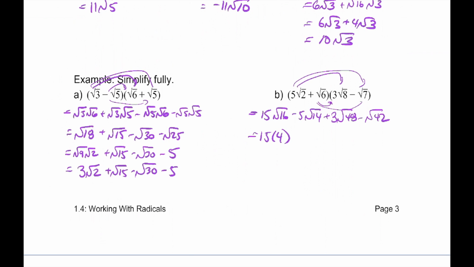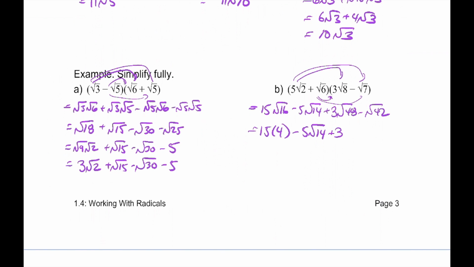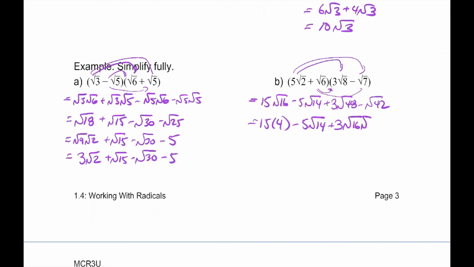I can't do anything with root 14, so that's going to stay. So 5 root 14. Again, another example of root 48. So third time's the charm, recognize that this is going to be root 16 times root 3. And then root 42 is not divisible by 4, therefore it's not divisible by 16, not divisible by 9, not divisible by 25. Looks like there's nothing we can do with root 42.